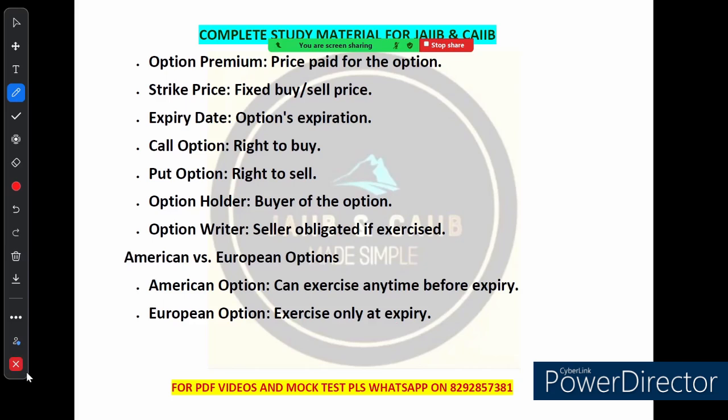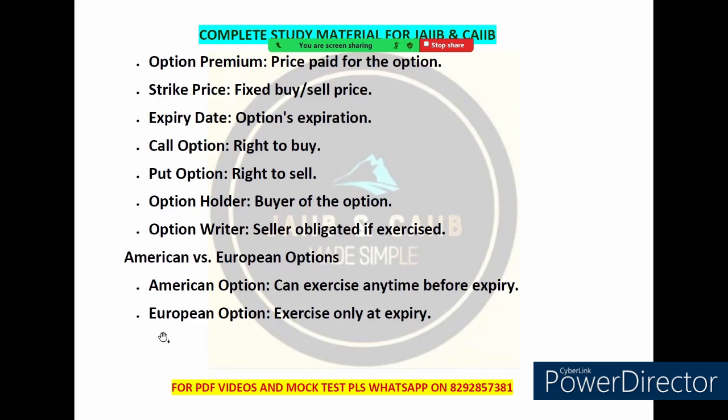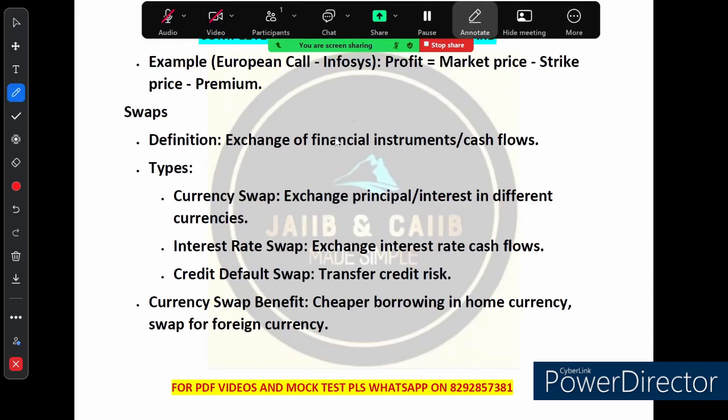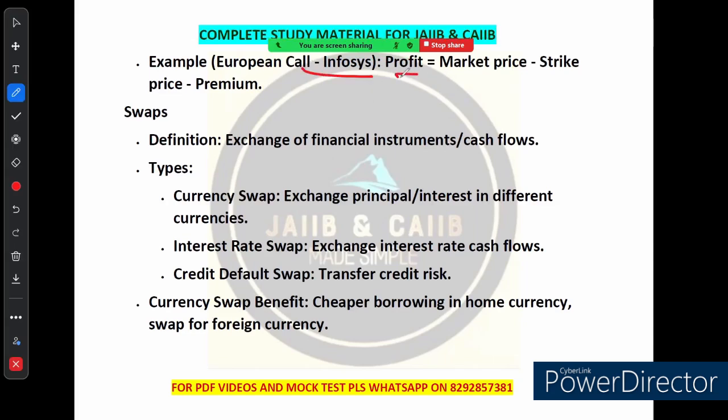If you have a European call option on Infosys, your profit is the market price minus the strike price and the premium. Since it is a European option, you can only exercise it at expiry. So what will be the market price? For example, with Infosys, you have a European call option, and your profit will be market price minus strike price minus premium. Now let's move on to swaps.